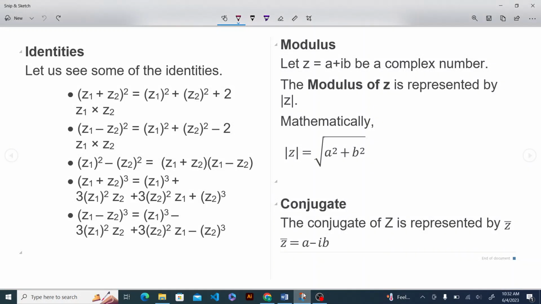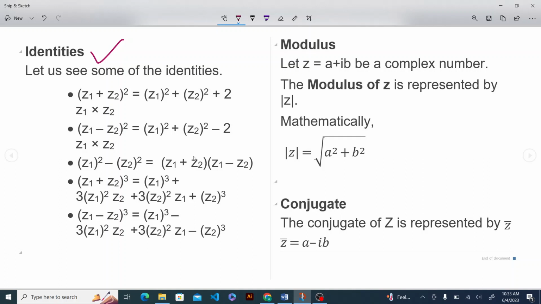Today's topic is identities of complex numbers, modulus and conjugate. These terms, modulus and conjugate, are directly related with complex numbers, and these identities are for complex numbers. So let's start.